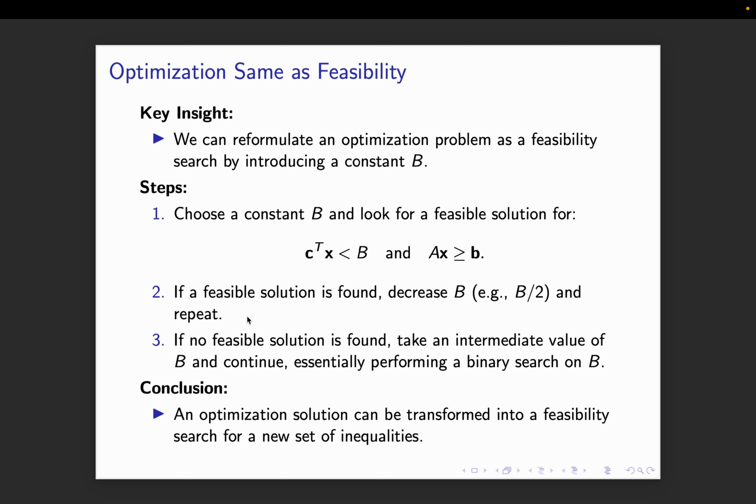If a feasible solution is found, let's say if I find even one x which solves this, that is, C transpose x is less than B and Ax is greater than b, I can decrease B and start again. For example, I make B equal to B by half and then repeat. If no feasible solution is found, then take the intermediate value of B and continue. So essentially I'm doing a binary search on B.